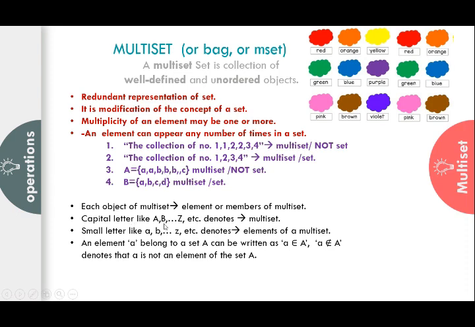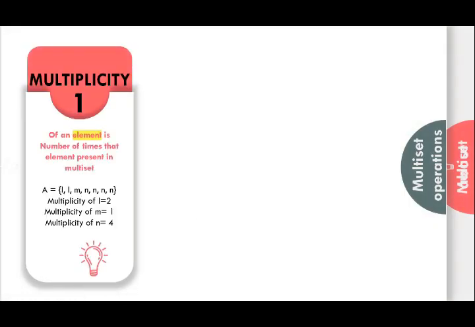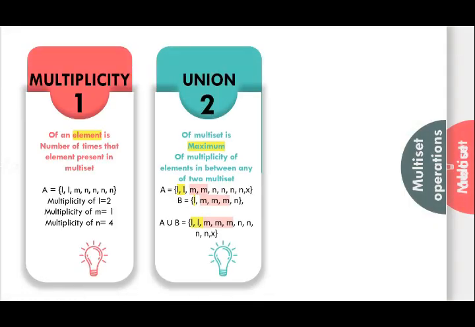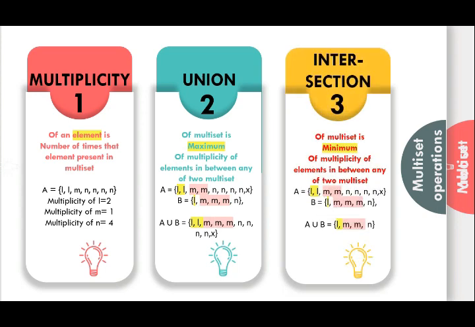A set is denoted by a capital letter, and members of a set are denoted by small letters. The belongs to and does not belong to operators are used on a multiset, and each object of a multiset is called an element or member of the multiset. So what are the different operations we have on multisets? There are basically 6 operations we have on multisets.